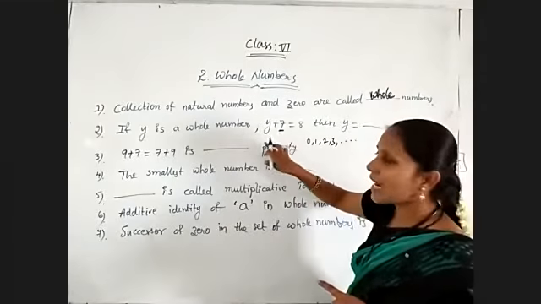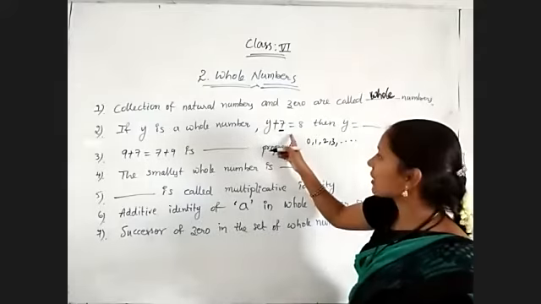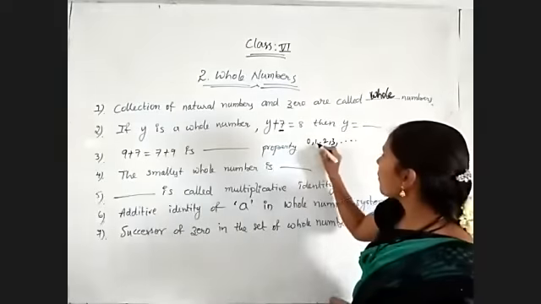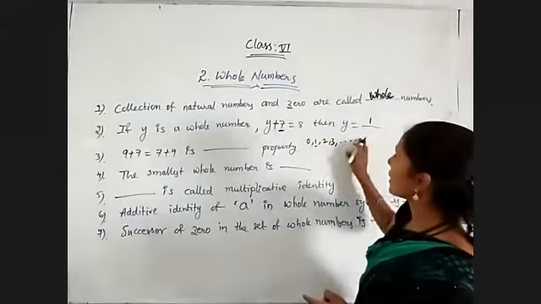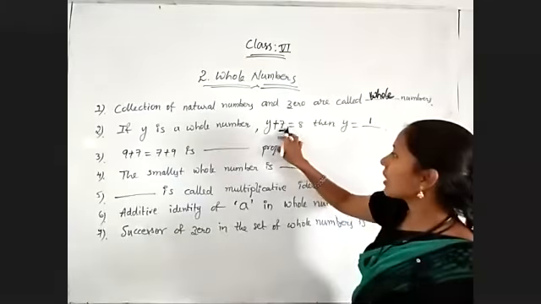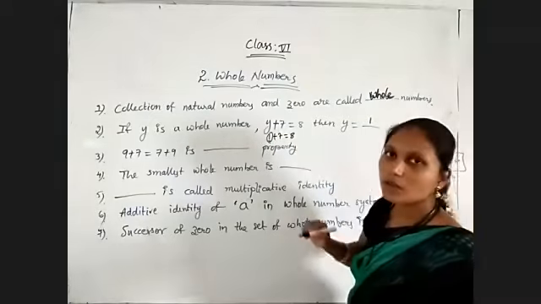7 plus what number should be 8? Here there is a plus, so addition. Which number should we add to 7? 7 plus 1 will be equal to 8. So y value is equal to 1. That's all. That means 1 plus 7 is equal to 8. So y is equal to 1.